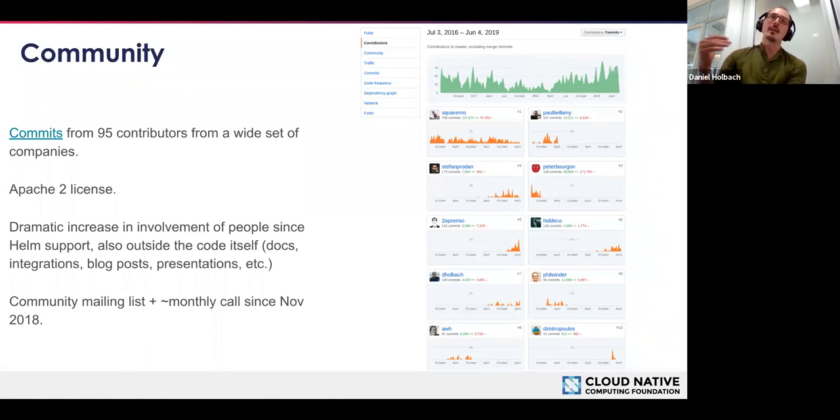And this is also why over time we had to start building more structure, like having monthly calls, having a community mailing list, and having a bit more process. But in general, all our trends are going up. We're also seeing more people contribute to the code. So we have already around 100 contributors. And while still a lot of them are drive-by contributions, people who want to make things work for their own deployments or fix the issues they are seeing, we also see a lot of people come back and stay with the project.